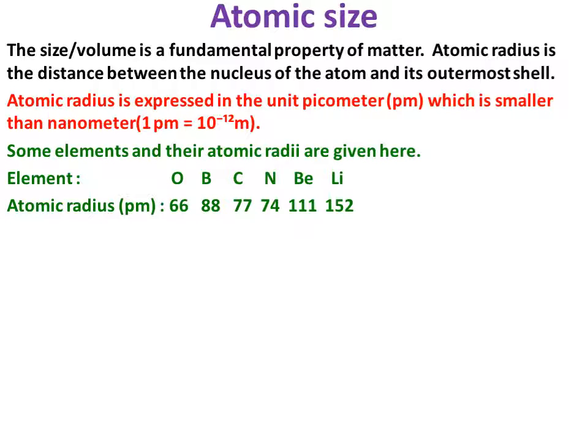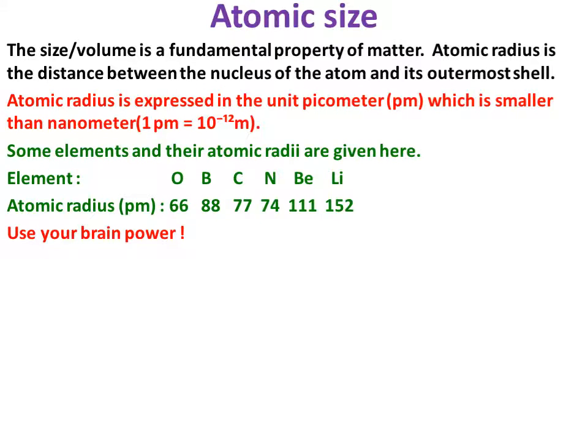Some elements and their atomic radii are given here. Elements: oxygen, boron, carbon, nitrogen, beryllium and lithium. And the atomic radii are: oxygen 66, boron 88, carbon 77, nitrogen 74, beryllium 111 and lithium 152. Use your brain power.